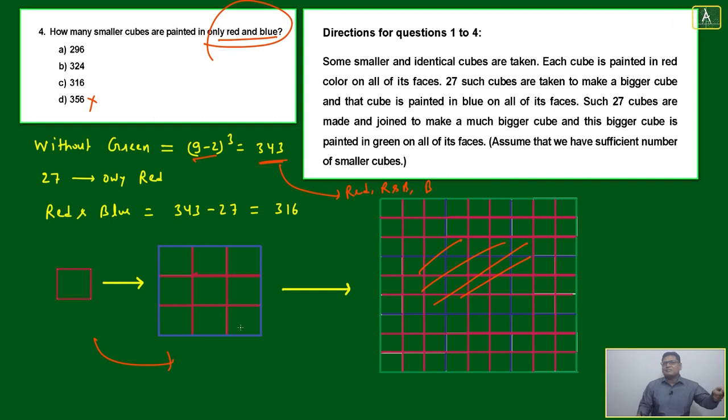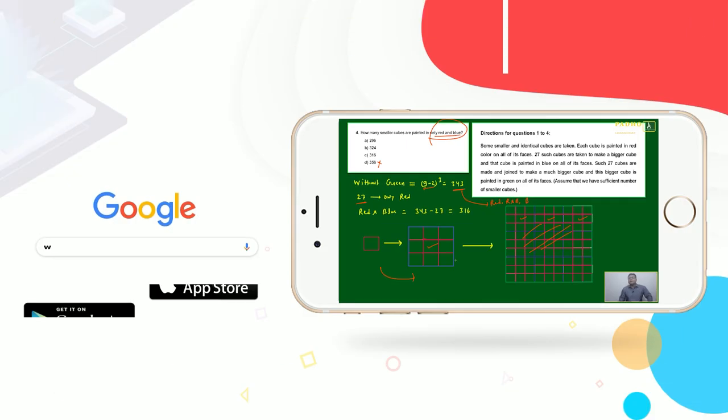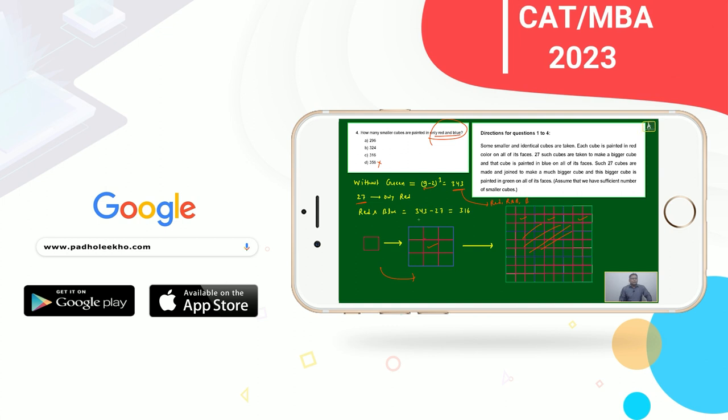Just as question number 1 we have discussed, only one color means only red will be possible. Then only one color, 27 cubes, that is only red. This we are now able to visualize. Then 343 minus 27, 316 will be your right choice, which will have red and blue.